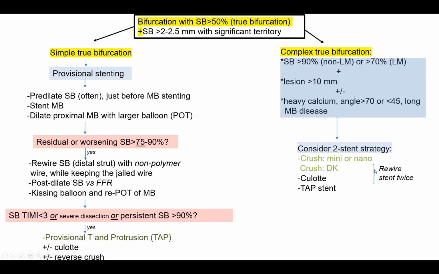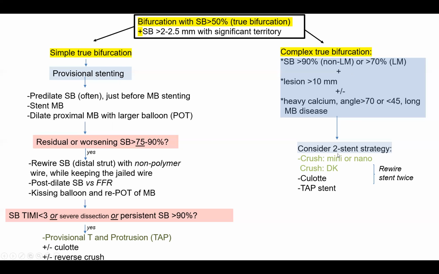The main issue with the planned two-stent strategy is that you have to rewire the stent twice. And rewiring the stent is the single most difficult step in bifurcation stenting. And that's why provisional helps you in that regard, because in provisional, you maximally have to rewire the stent once. And that's the disadvantage of two-stent strategy. You have to rewire the stent twice. I will explain those techniques in my next talk. I will focus now on the simple true bifurcation.